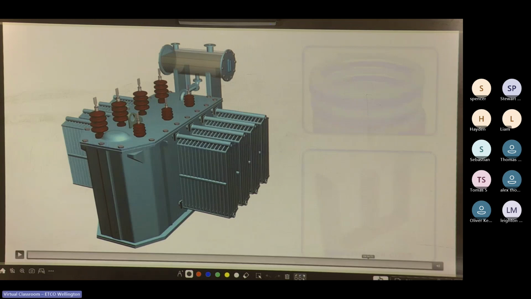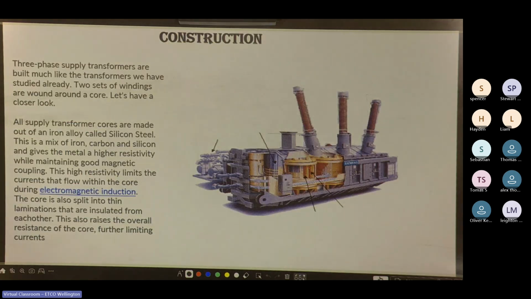Cool. So yeah, that's the basic construction of a supply transformer. Let's look at it a little bit. Three-phase supply transformers are built much like the normal transformers we've studied already: two sets of windings wound around the core. So we'll have a closer look.